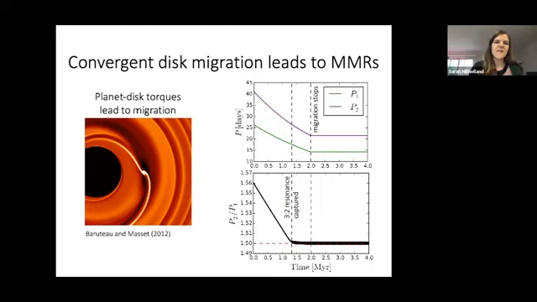So basically, planet-disk torques lead to orbital migration in the disk. And if this migration proceeds in a convergent direction between two planet orbits, as I'm illustrating with this example to the right, then if they encounter a 3:2 resonance, a 1.5 period ratio, they get locked at that period ratio, even if the migration continues even further.